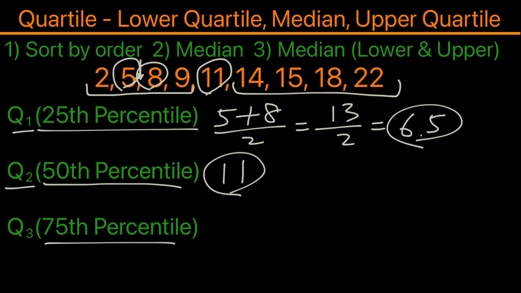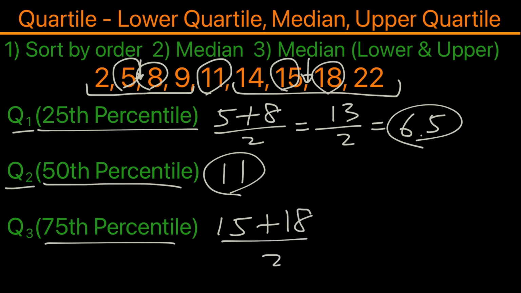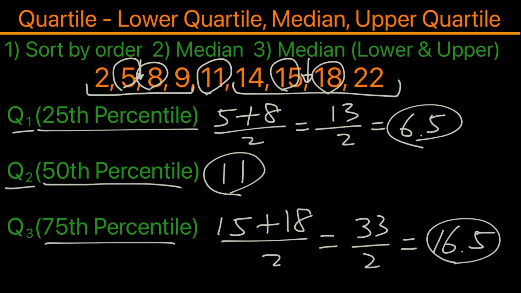Now for the upper quartile, we are looking at these 4 numbers and we want to find the median. Again, this is also 4 numbers, so it's an even count. So we need to take the 15 and 18, add them together, and divide by 2 to get the average. That will give us 33 over 2, which equals 16.5. And that's the upper quartile of the data set.